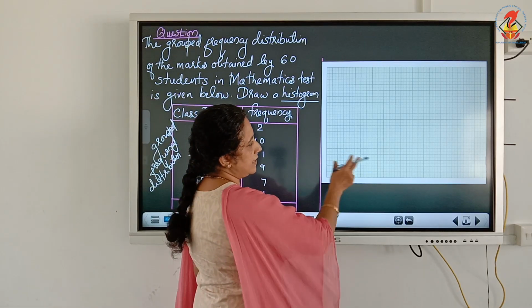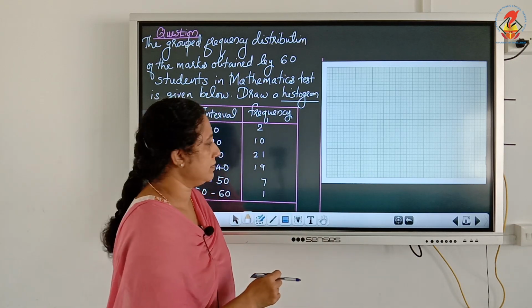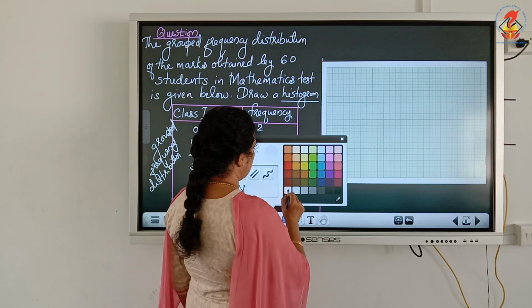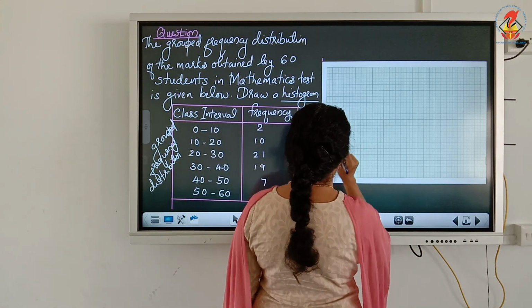Now we have to take the graph sheet. You have to draw the graph on the graph sheet. And first of all, we have to draw the horizontal axis and vertical axis.